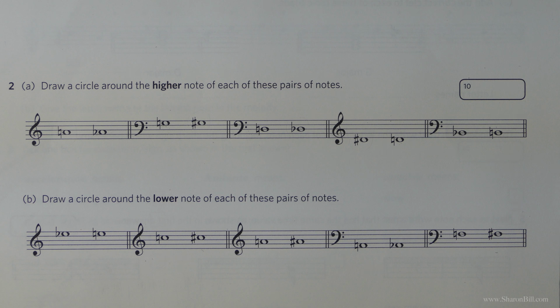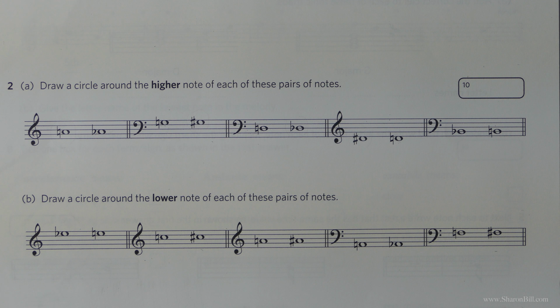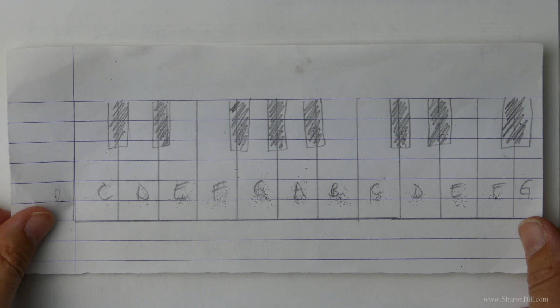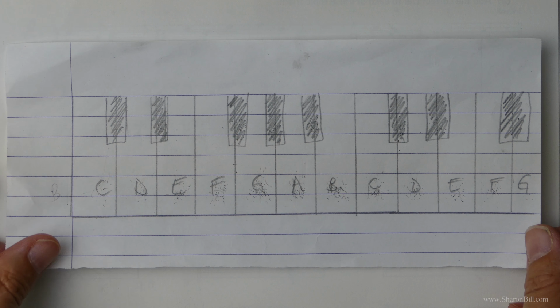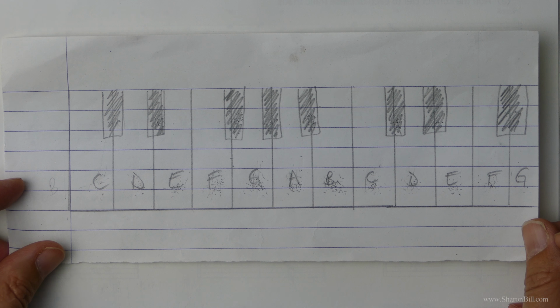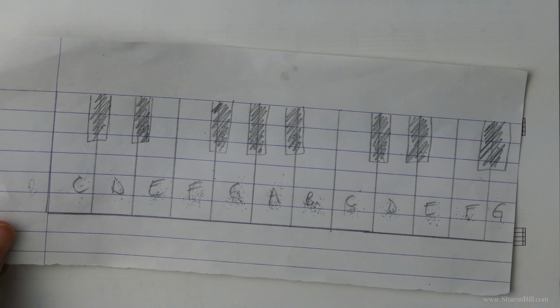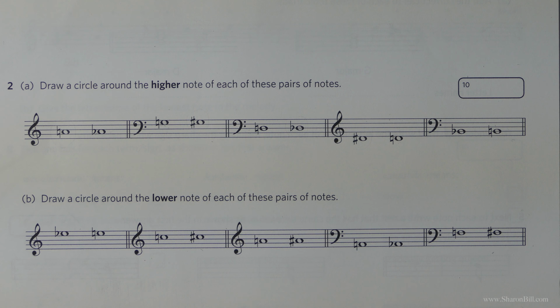So the next question, we're asked to draw a circle around the higher note of each of these pairs of notes. And you may find it helpful just on a scrap of paper to just sketch out a quick piano keyboard. You don't need to make it artistically wonderful. Just make sure that you can neatly see what's going on. And that might be a visual aid to help you.